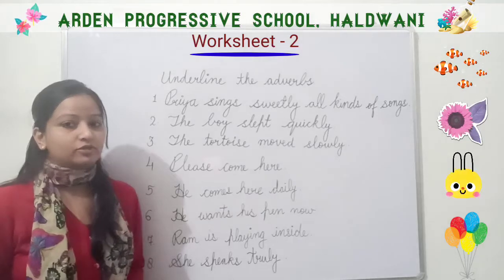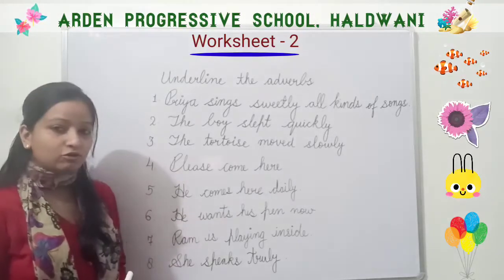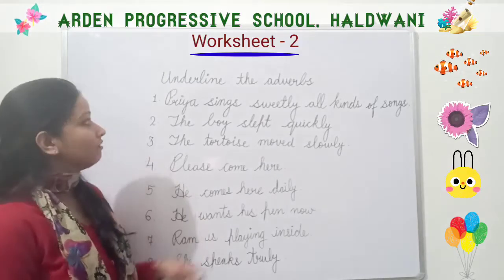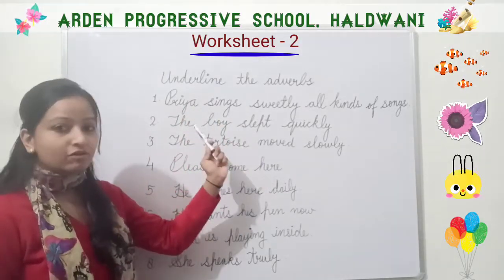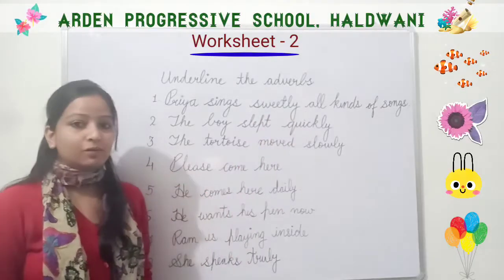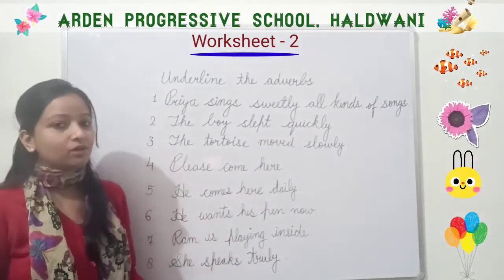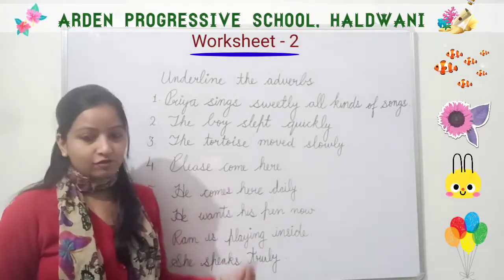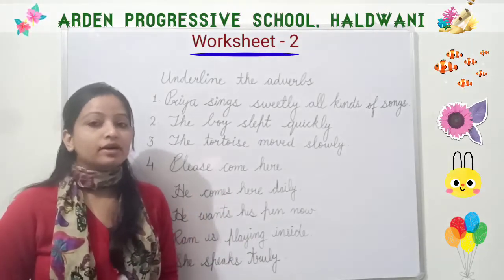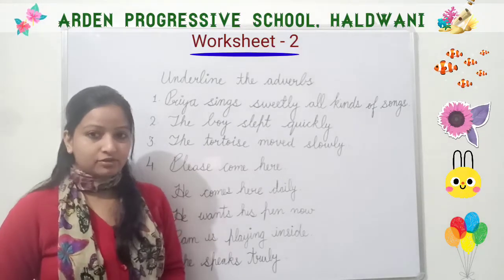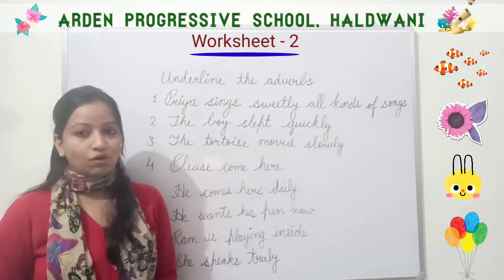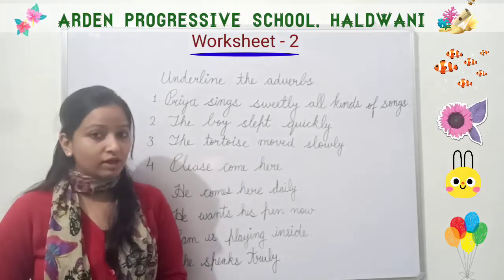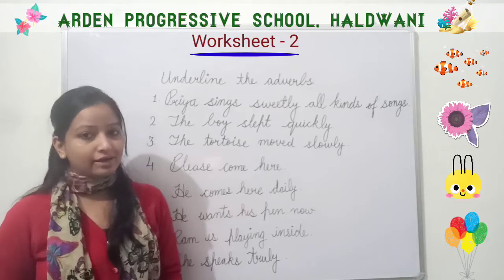Underline the adverbs. So here we have 8 questions and we have to read the questions very carefully. After that we have to underline the adverbs. So kids, these adverbs are examples of 3 kinds of adverbs. We have learned about 3 kinds of adverbs, though there are more kinds.